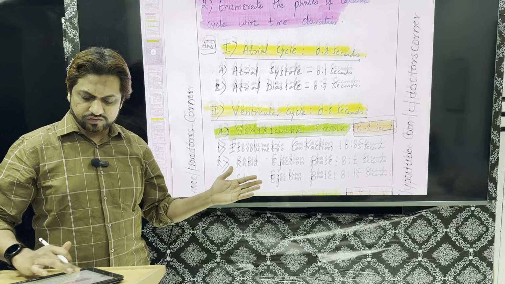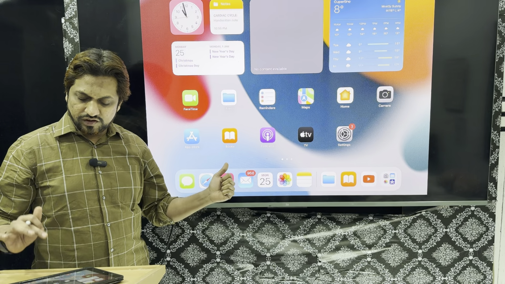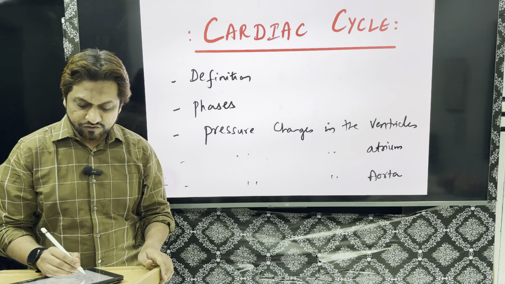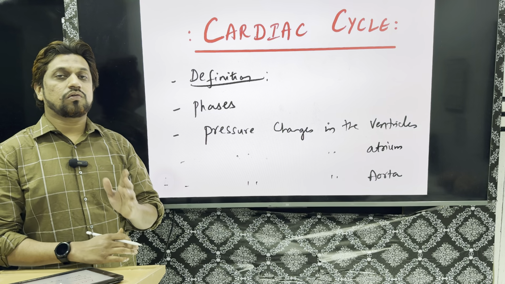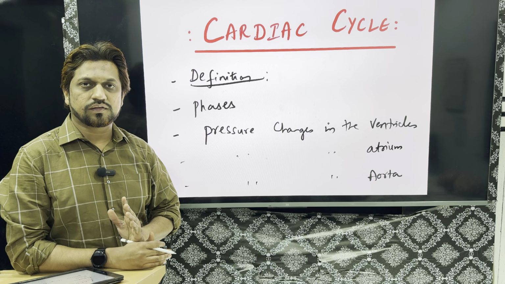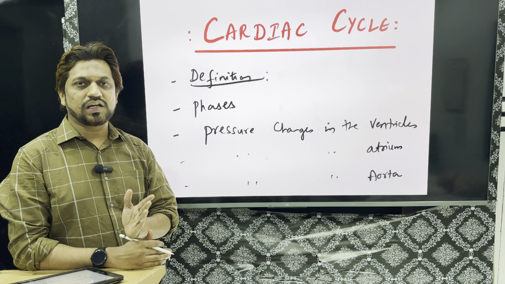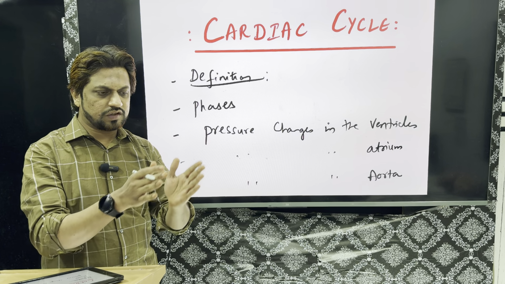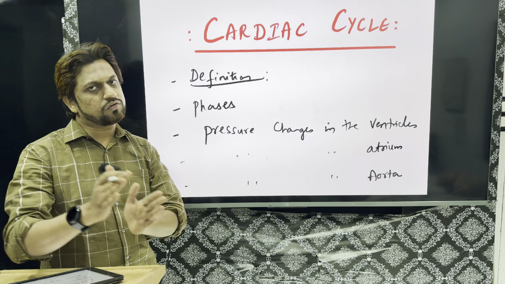So let us first try to understand the phases of the cardiac cycle and the details about these things, right? So first, the definition of the cardiac cycle. The cardiac cycle is the electrical and mechanical events which take place during one heartbeat, that is, from the start of one heartbeat to the start of the next heartbeat.